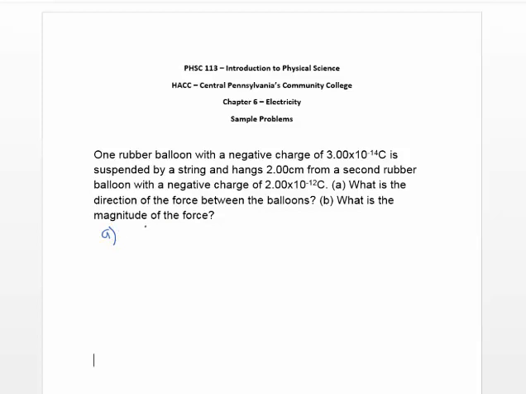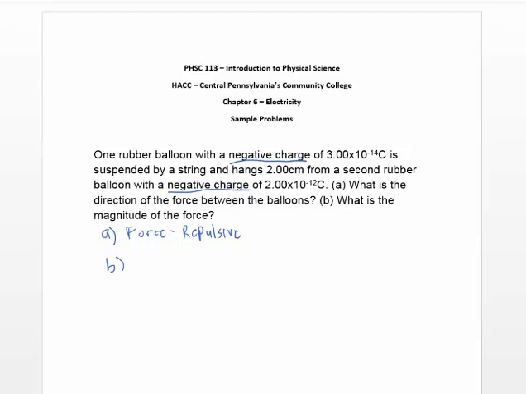We know that because this is a negative charge here, and this is a negative charge here, they're both negative charges, and like charges will repel. So the force is going to be a repulsive force. The force is pushing them apart. So that's part A. Now part B is the one that will actually require the calculation. So let's see what we get here.